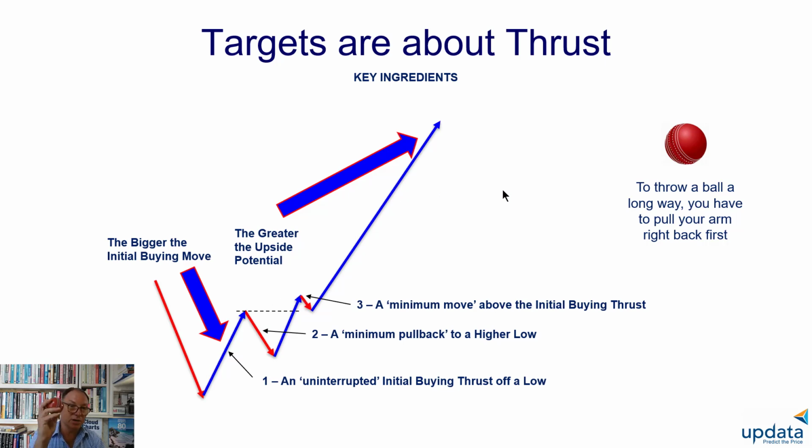Now, I always use a cricket ball, remembering that if you're on the outfield of a cricket pitch, you will have to pull that ball a long way back to throw it to the wicket keeper. In baseball, it would be the catcher. If you're far away, you've got to pull your arm right the way back to give it an initial thrust. So the bigger that initial thrust, the bigger the move of the target. And that's where the targets come from.